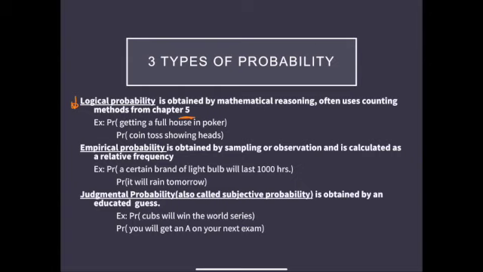The next one and last one that we aren't actually going to do much with because we can't really calculate it, right, is called judgment probability. This is also called subjective probability, meaning you're using your own information, your own gut feeling to make an educated guess. So, for example, the probability the Cubs will win the World Series. Probability you will get an A on your next exam, right? If you've gotten A's on all your previous exams, the probability is going to be pretty high that you get an A on the next exam, as long as you keep doing the homework. Do the homework.